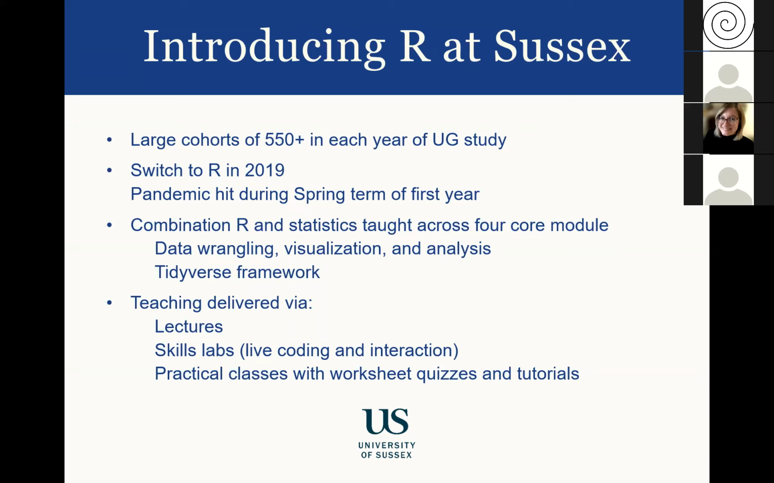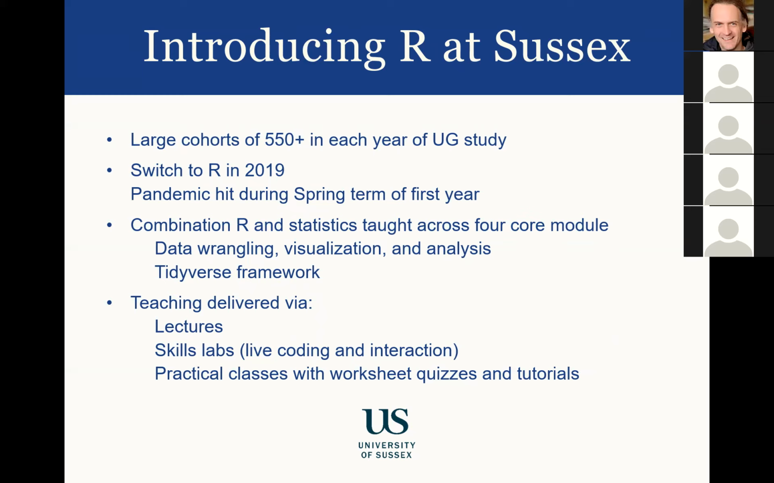University of Sussex. We have large cohorts of 550 plus. They're ticking up a little bit every year in each year of undergraduate study. Our switch to R in undergraduate teaching happened in 2019, which was fantastic timing. The pandemic hit right during the midway through the spring term of our first year teaching it. We had brand new modules, brand new everything, and then we were also trying to panic switch to online teaching partway through, which went beautifully.